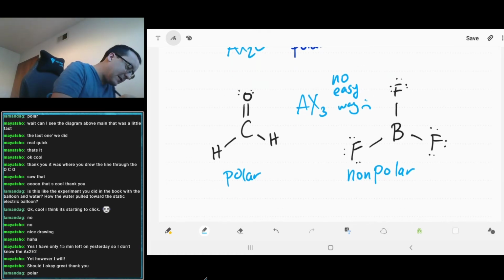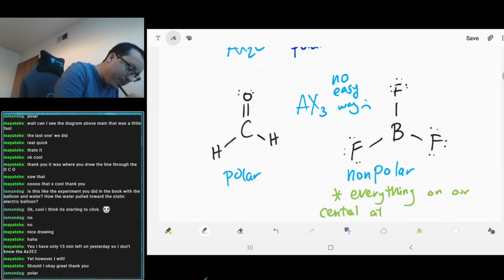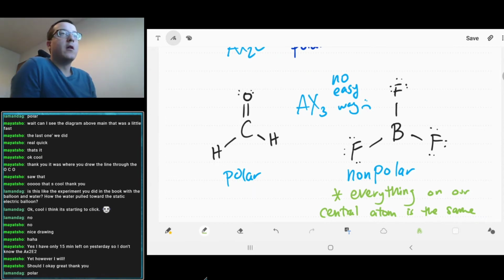Another way to look at this is everything on our central atom is the same. Because everything's the same, just like carbon dioxide, they're going to be pulling equally. So this poor boron in there is being pulled in 3 different directions now, but they're all pulling equally strong, and so we're not going to have any polarity.